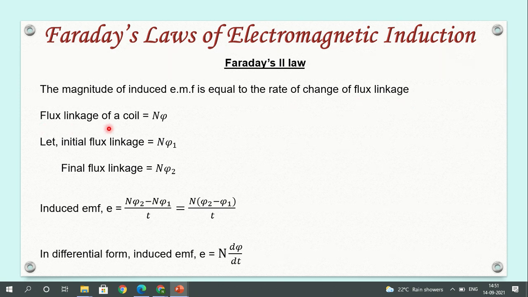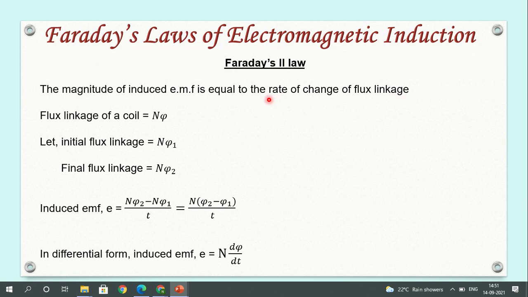If we have a coil having n number of turns, then the flux linkage of the coil is equal to the number of turns into phi, where phi is the flux associated with the coil. Then flux linkage of the coil is equal to the number of turns of the coil into the flux that the coil gets.